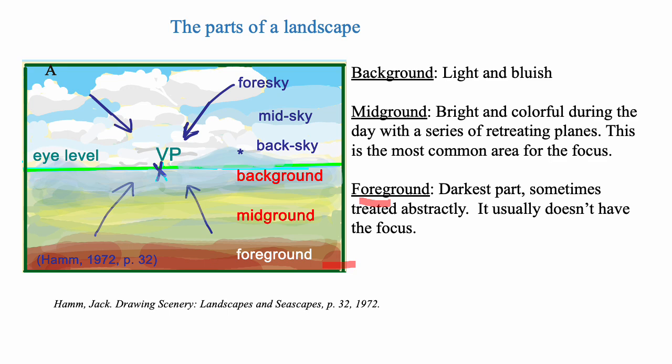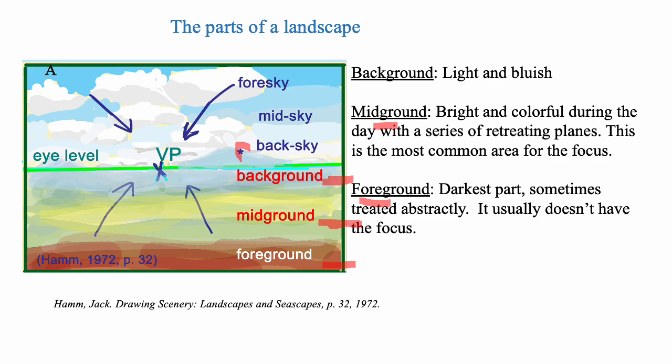But if the focus were in the foreground, it would let something that is usually nearby and little become large and important. The midground has usually bright, colorful objects during the day with a series of retreating planes, and this is the most common area for the focus. The background is light and bluish due to atmospheric perspective. Notice that this mountain here is above the horizon.